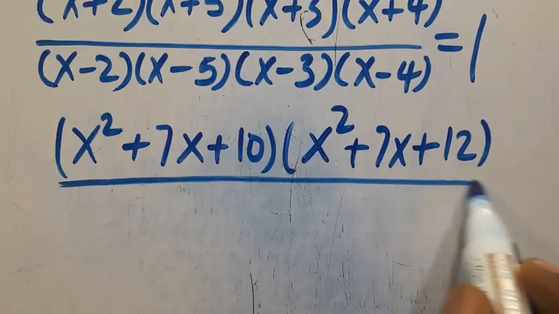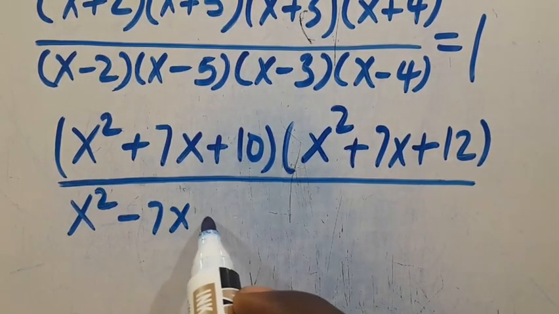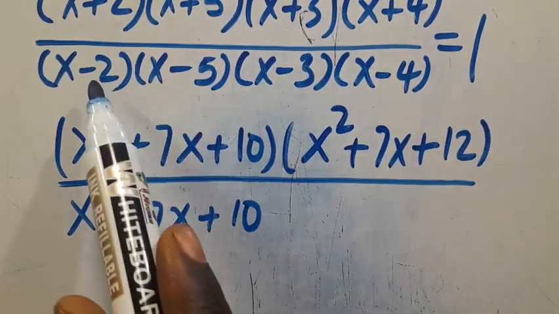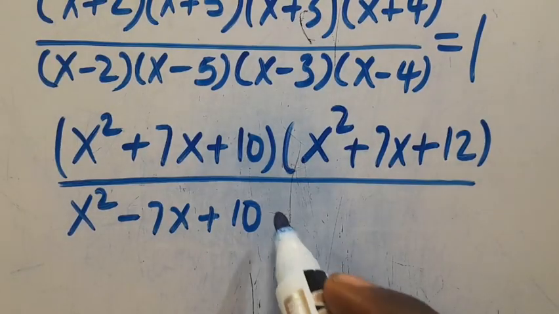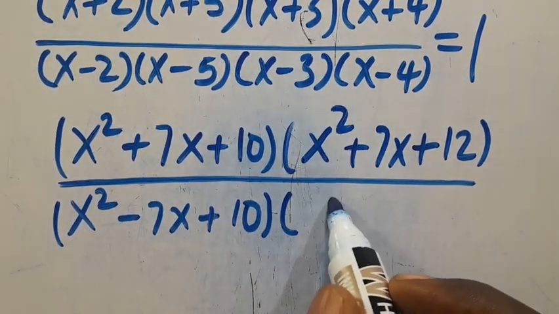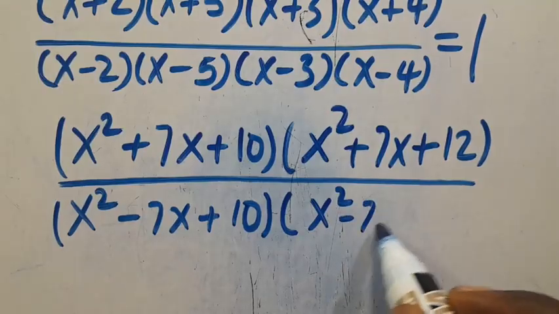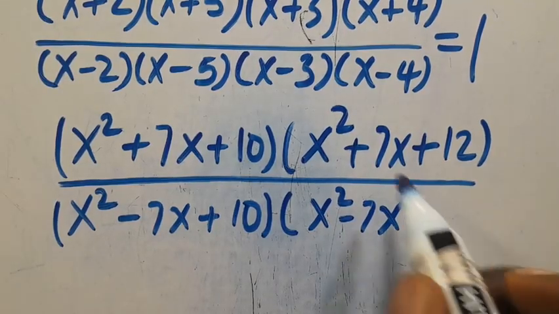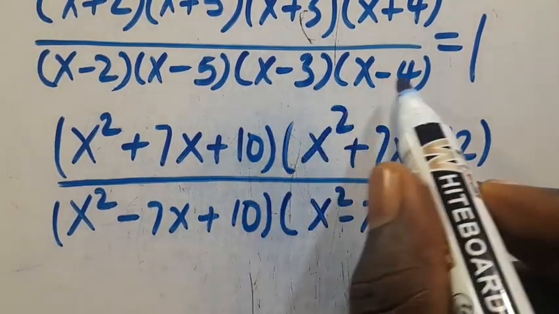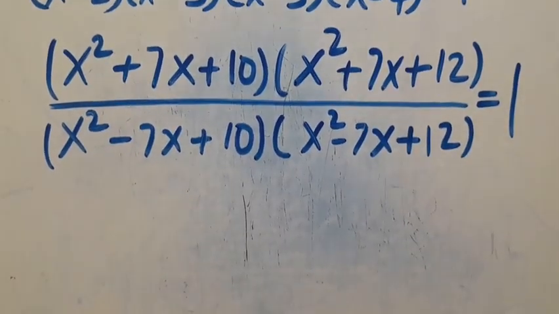So, divided by this times this, will also give us x squared minus 7x plus 10, since minus 2 times minus 5 will give us plus 10. Here as well, x times x will give us x squared, minus 3 minus 4 will give us minus 7x, plus, since minus times minus will be plus, 3 times 4 will give us 12. Then let's set everything equal to 1.